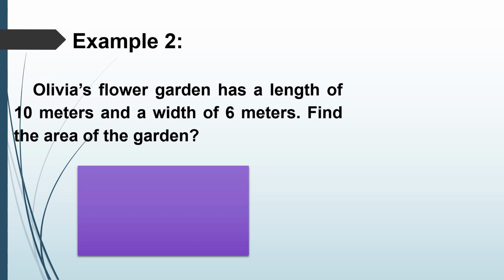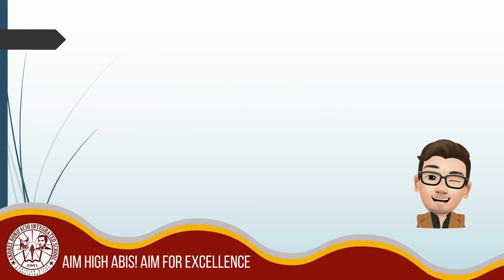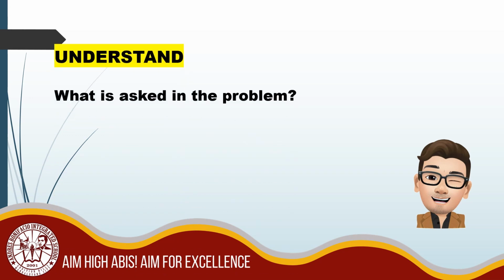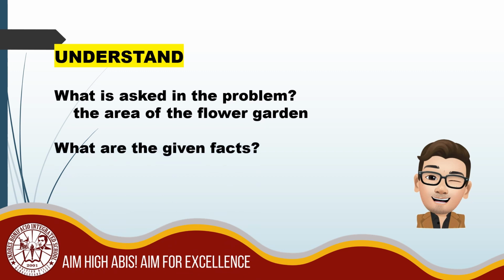We have another problem. This is about Olivia's flower garden. Olivia's flower garden has a length of 10 meters and a width of 6 meters. Find the area of the garden. As we take the first step, we have to determine what is being asked for. The problem asked for the area of the flower garden. And of course, our given facts are length 10 meters, width 6 meters.